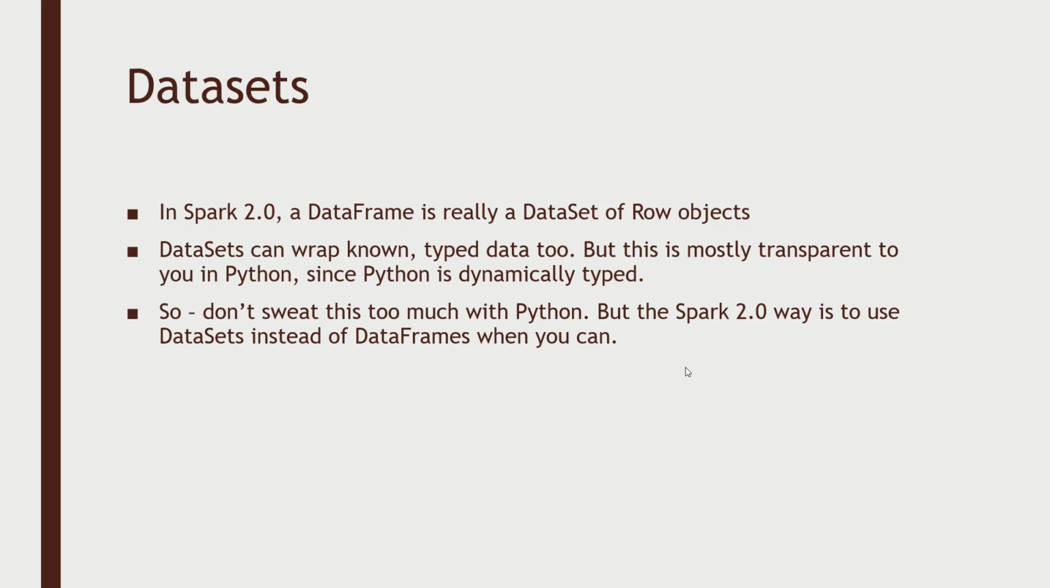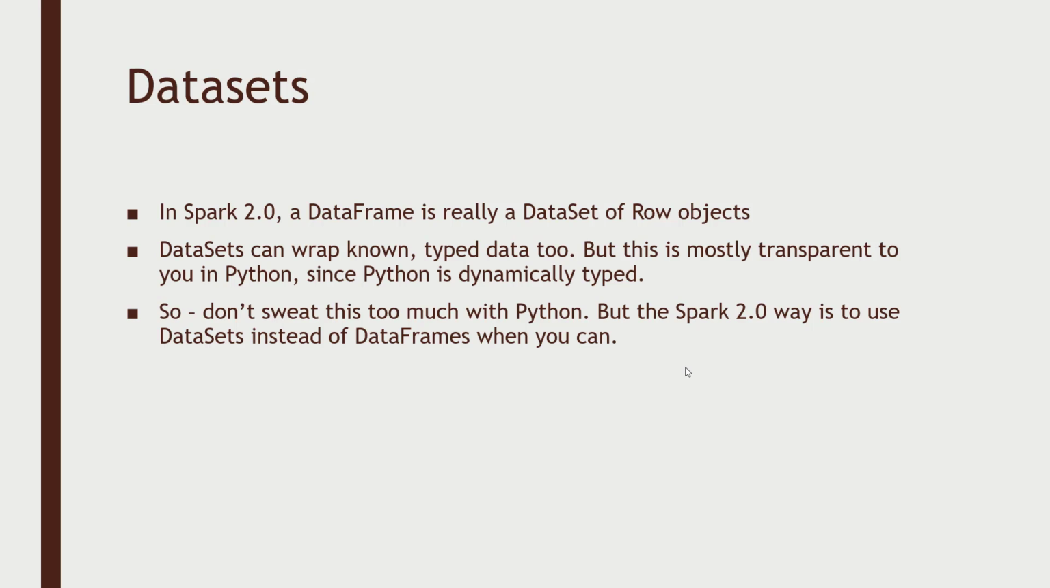Now in Spark 2.0, they introduced a new concept called a data set as opposed to a data frame. The lines between the two are very blurry in Python because Python's all dynamically typed. But what you need to know is that a data frame is really a data set of row objects. And data set is a more general term that can contain any sort of typed information, not necessarily a row like you have in a data frame.